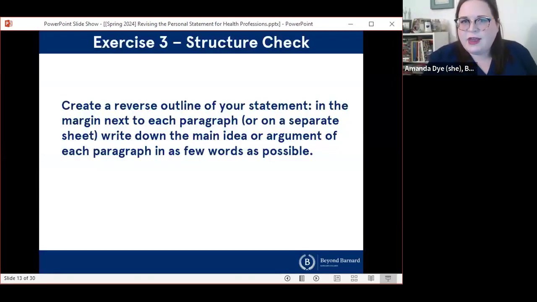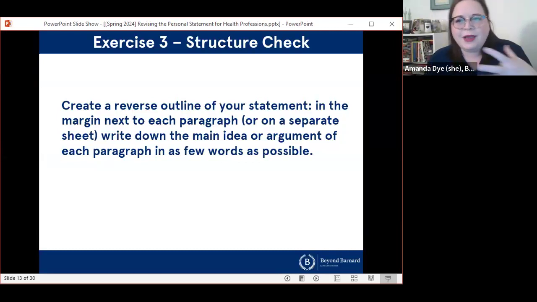The next exercise is related to structure as well. As I said earlier, one of the things that I talk about all the time with folks who are applying to health professions programs is the structure of a personal statement, and understanding that there has to be a balance between the level of storytelling that you're doing and the analysis that you're enacting of the stories that you've told.